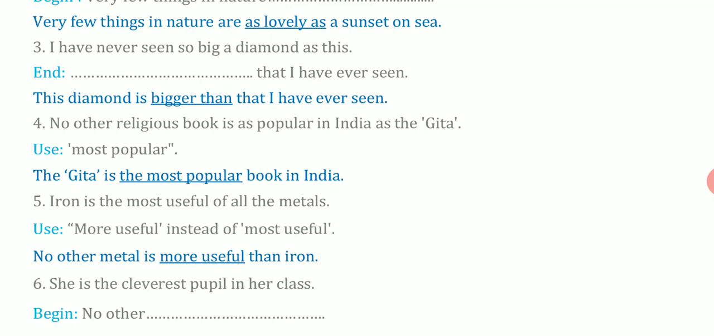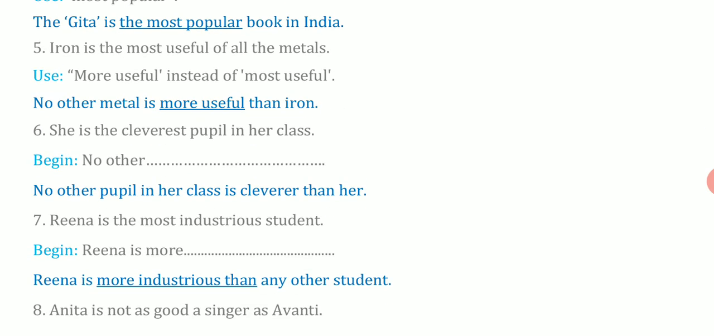Iron is the most useful of all the metals. Here the most useful means superlative. More useful is comparative. We are to change it to comparative degree. No other metal is more useful than iron. She is the cleverest pupil in her class. Here cleverest is superlative. Now we are to change it to comparative because we are to start with no other. No other pupil in her class is cleverer than her.